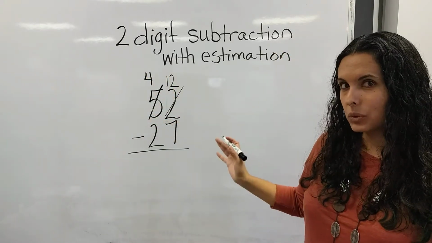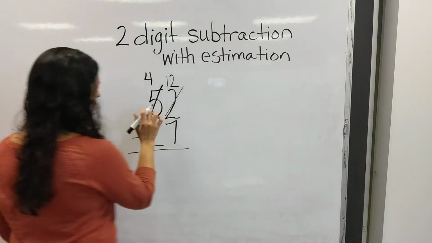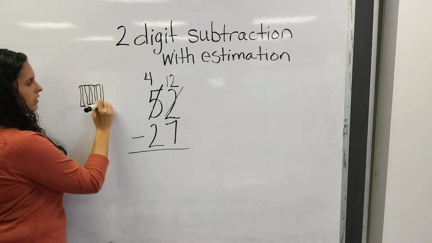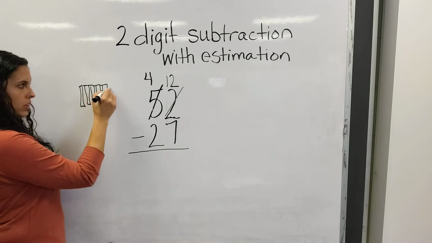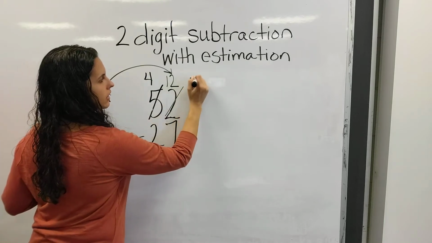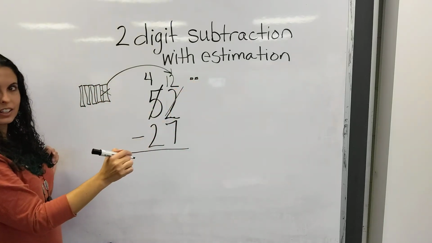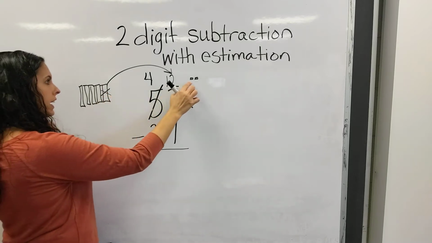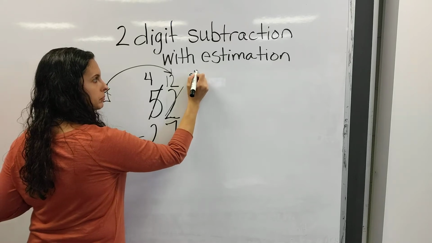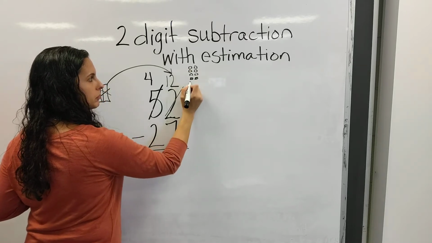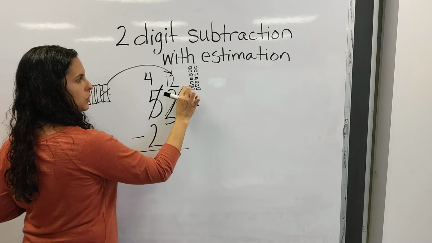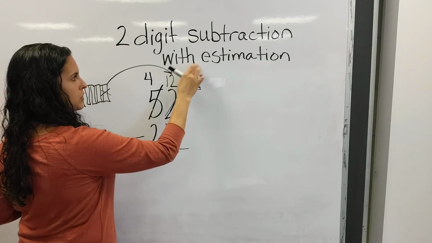So what would that look like with base 10? So I'm going to draw 5 tens rods, 3, 4, 5. Okay, and I'm crossing one of those off because I'm going to give it over here. And this has 2 ones over here. And now I'm taking this 10 and I'm breaking it up and putting it over here, which will give you 12. Four, six, eight, 10, 12. Make sure I have the right amount.